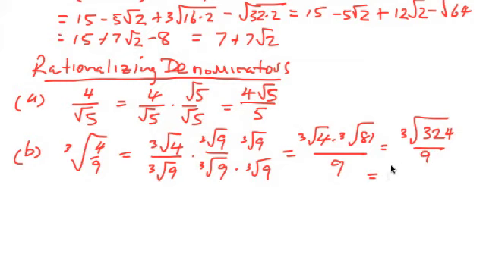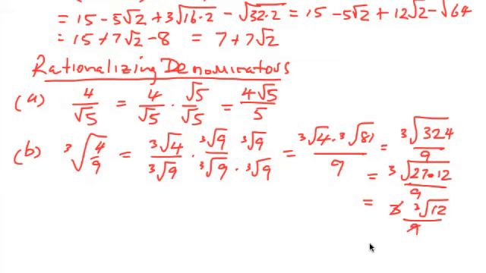And now we look for cubes inside 324, and I believe it'll be 27 times 12, which will be 3 cube root of 12 over 9. This cancels and we're left with the cube root of 12 over 3. Okay. All right, so that's how we do that one.